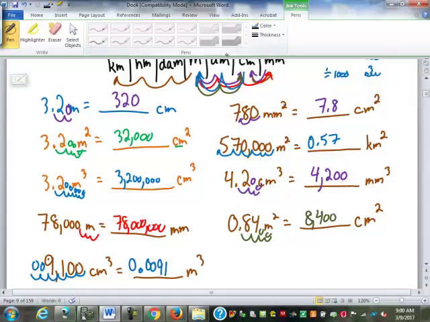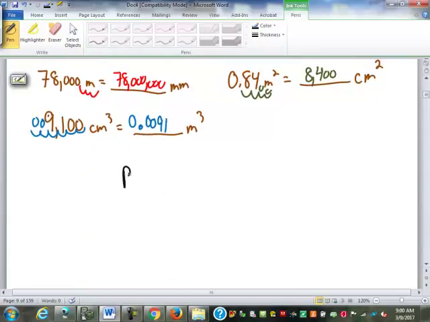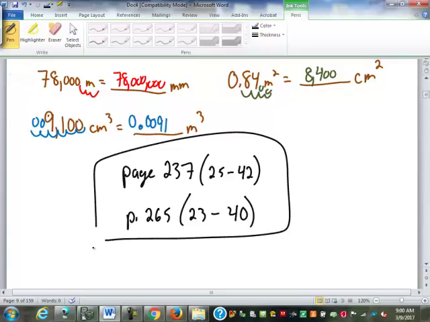The only way to get really good at these is to do a bunch of them. So this homework assignment is going to be slightly bigger than the rest. So page 237 in that packet, again, 25 to 42. And page 265, 23 to 40. For those of you that weren't here yesterday, we did that section that was just before those on each page, so we haven't skipped any problems on each page. I'll let you guys have the last 18 minutes of class here to get started on those.